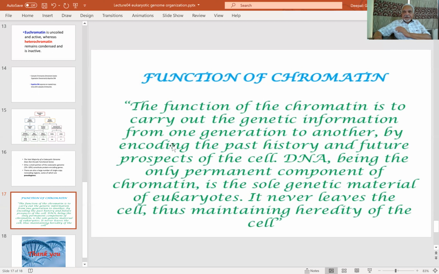This is another definition you can go through, of functional chromatin. The function of chromatin is to carry genetic information from one generation to another by encoding the past history and the future prospects of the cell. DNA, being the only permanent component of chromatin, is the sole genetic material of eukaryotes. It never leaves the cell, thus maintaining the heredity of the cell. I mean, that's how it is.